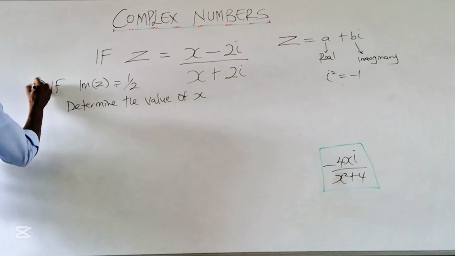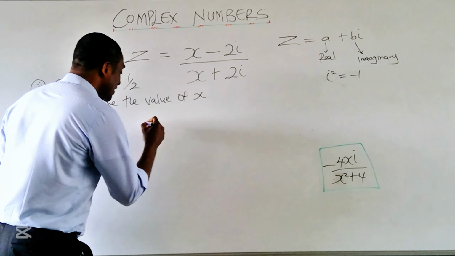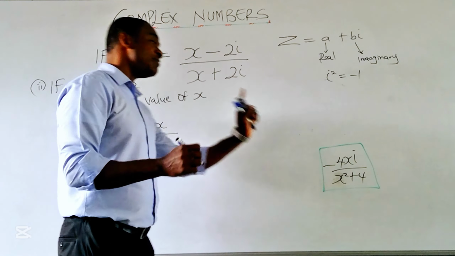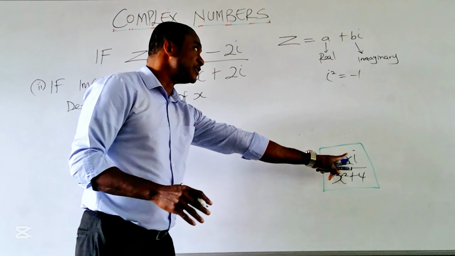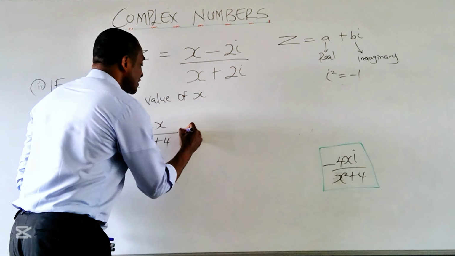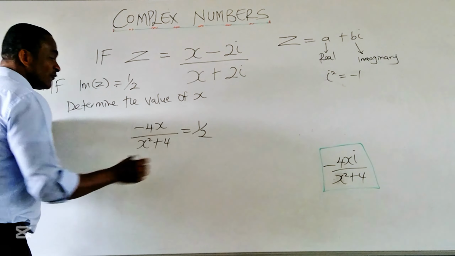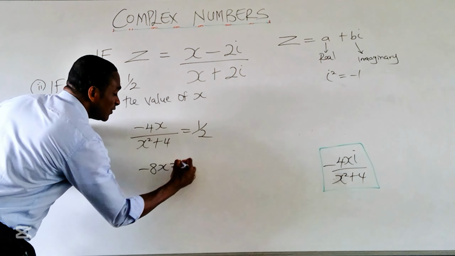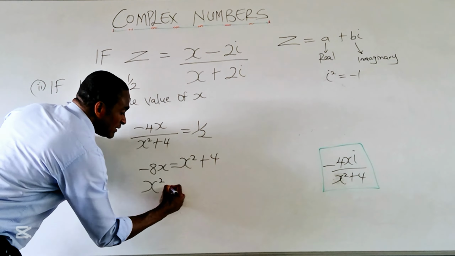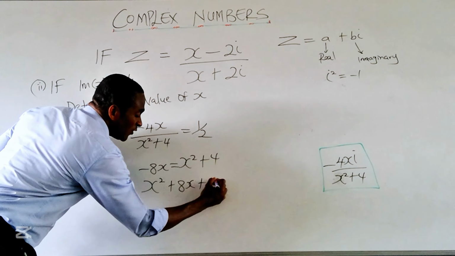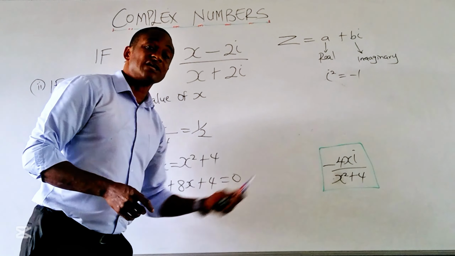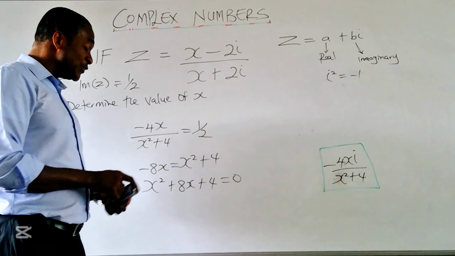Now, this is the second question. My imaginary part is negative 4x over x squared plus 4. Remember, the imaginary part is the coefficient. You don't have to use i; it defines what it is, whether it is real or imaginary. Then we have 1 over 2 here. If we cross multiply, we have negative 8x equals x squared plus 4. So this gives us x squared plus 8x plus 4 equals 0. You see where we landed? That is the essence of this type of question. You always have a follow-up and you will know what to do.